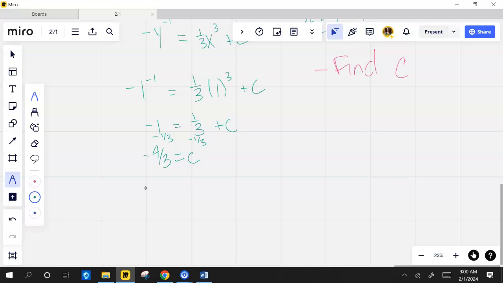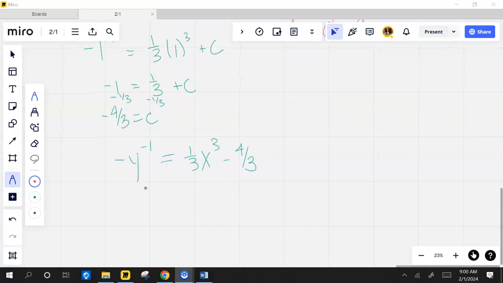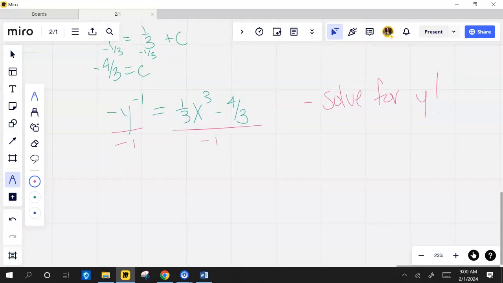All right, my equations so far. -y to the -1, 1/3 x cubed, and now I replace my c. I'm still not solved for y, so I still have an issue. Why? Not by itself. Divide by -1.